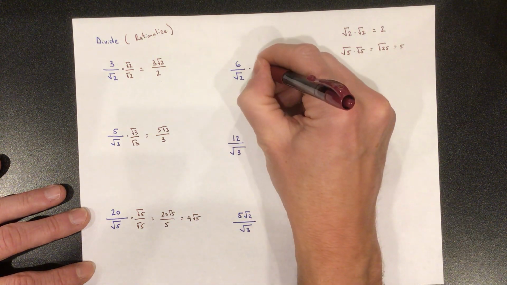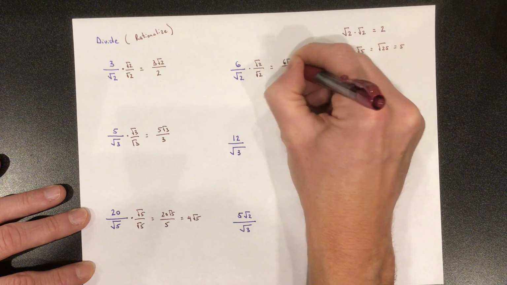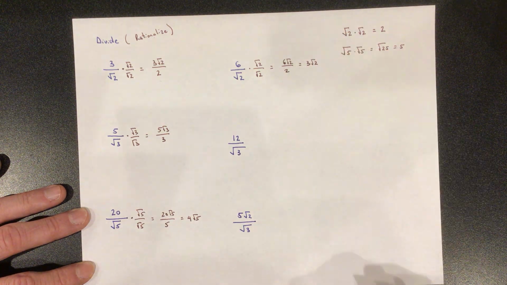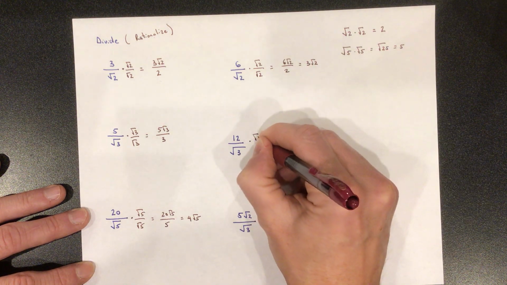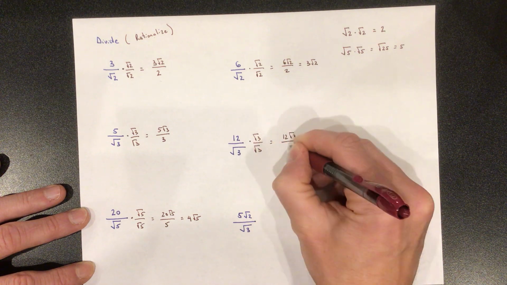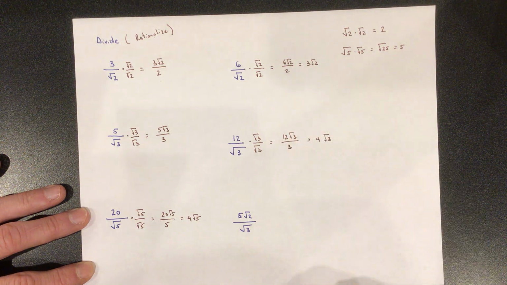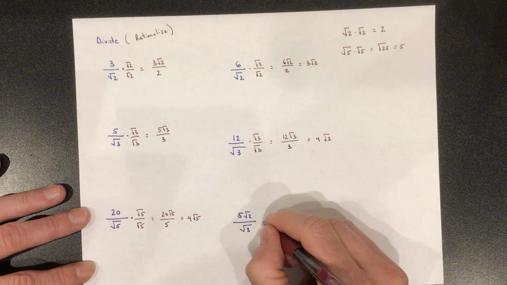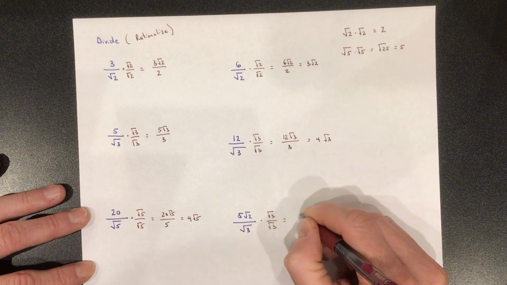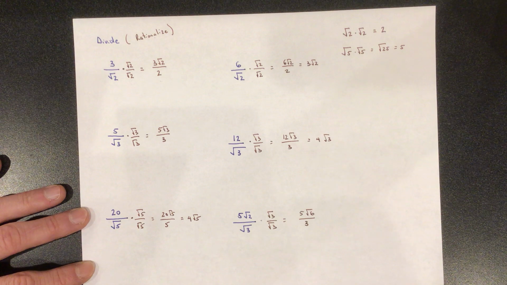All right, multiply top and bottom by radical 2. 6 radical 2 over 2, but 6 over 2 is just 3. Okay, multiply top and bottom by radical 3. 12 radical 3 over 3. 12 over 3 is 4, so I can go a little further on that one. This one's just kind of the same thing. Multiply top and bottom by radical 3. So that's 5 radical 6 over 3, and you can't do anything, right?